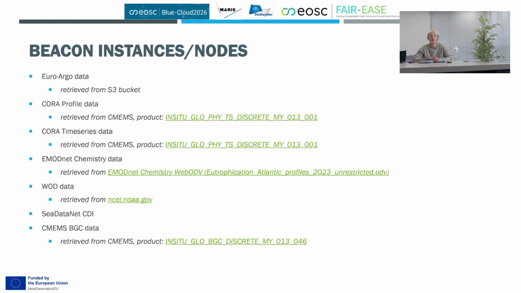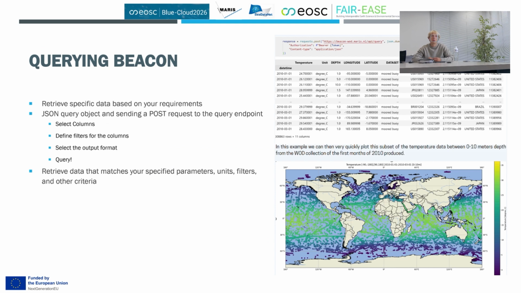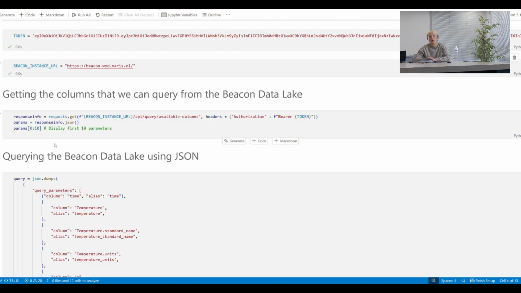And here are some of the nodes that we have available. So we have EuroArgo, Coroa, the EMODnet chemistry collection, the World Ocean Database, CDataNet CDI, and the Copernicus Marine BGC collection. It's possible to create Beacon queries from a notebook, clearly indicating what kind of columns and filters you want to apply. And you can then search through the Beacon node and obtain on the fly in your notebook the collection that you're looking for. So I will now shortly demonstrate that in a Jupyter notebook environment.